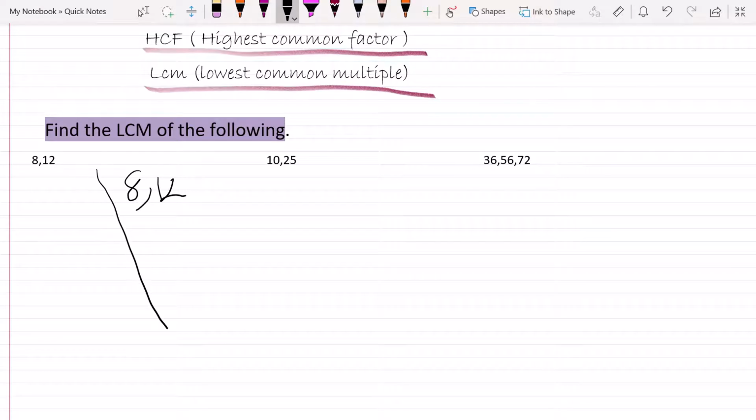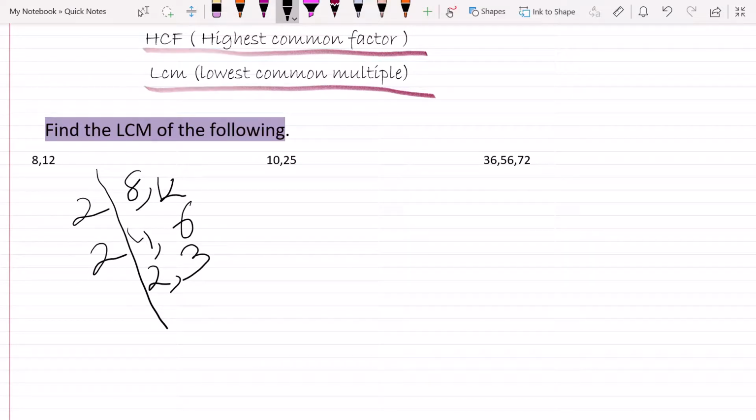So after writing the numbers down, we will find a factor that's divisible by 8 or by 12, not by both numbers, no, either by 8 or by 12. That is the 2. 8 divided by 2 is 4, 12 divided by 2 is 6, then 4 divided by 2 is 2, and 6 divided by 2 is 3.